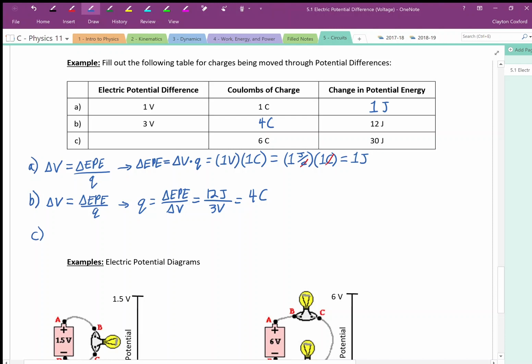Okay, this last one's the easiest because we don't really have to rearrange anything. We want the electric potential difference when 6 coulombs of charge gains 30 joules. The potential difference is the change of electric potential energy per charge, 30 joules for 6 coulombs. This tells us that we're going to have 5 joules for each coulomb, which is 5 volts of potential difference.